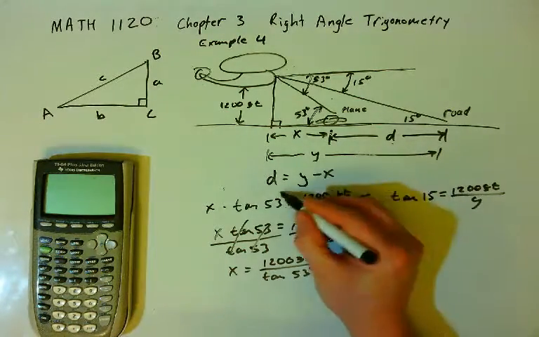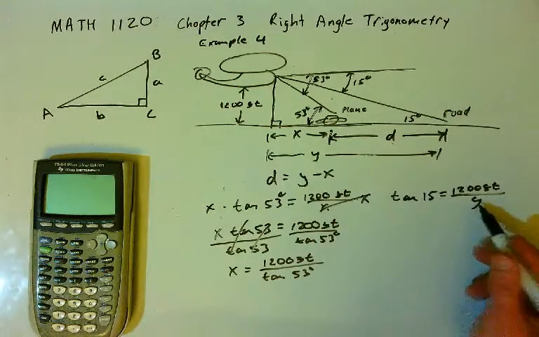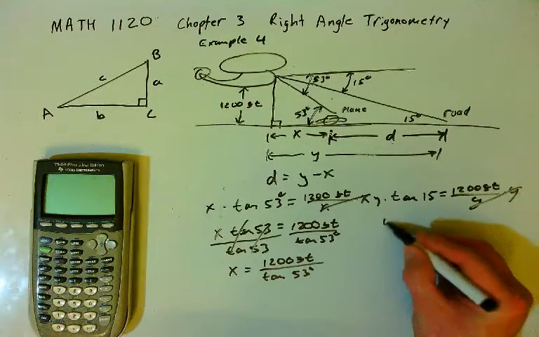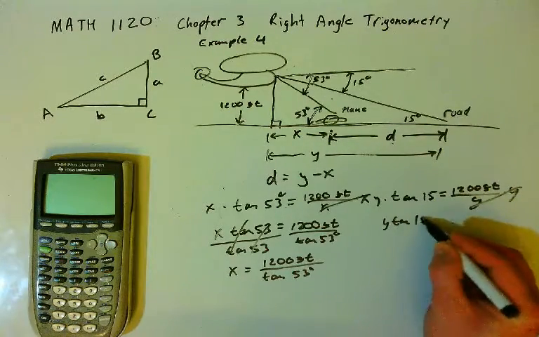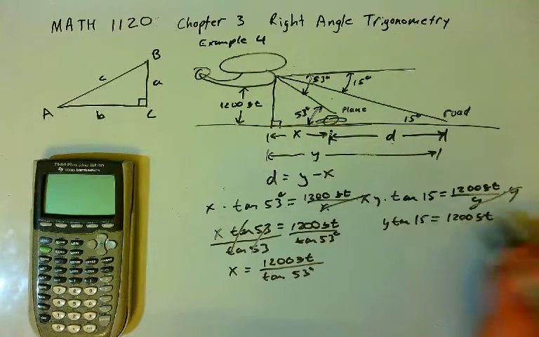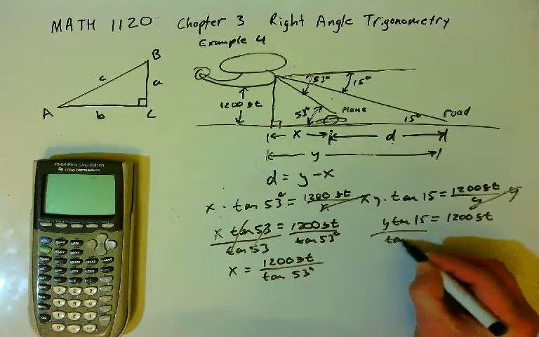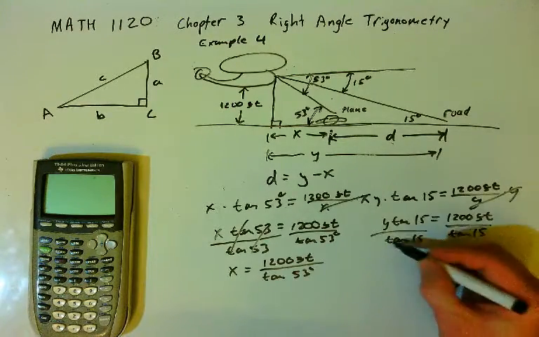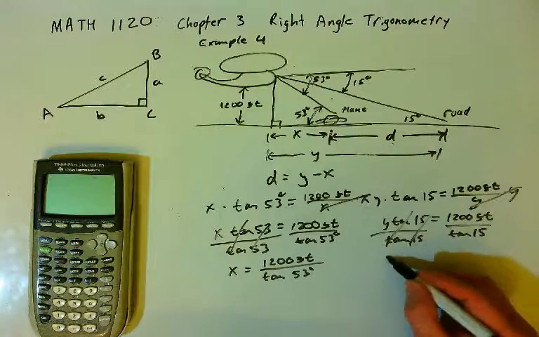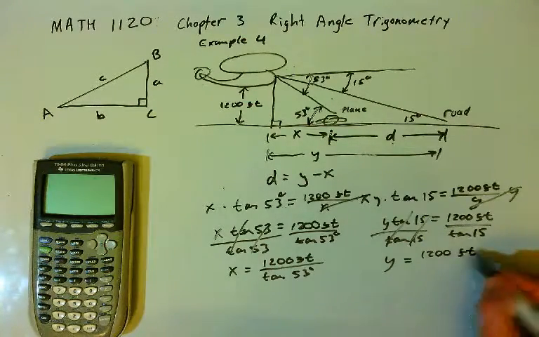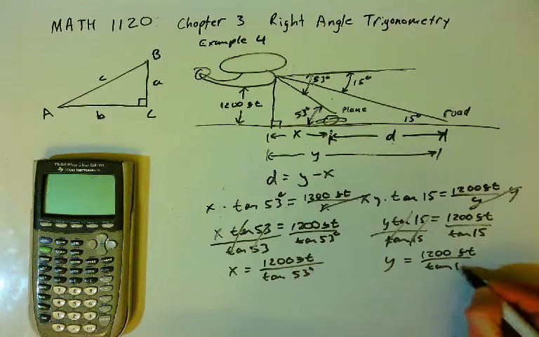Same thing over here. We want to solve for y. y is in the denominator. We start by multiplying by y on both sides so that they cancel, and we get y tangent 15 is equal to 1,200 feet. We want to solve for y, so we divide by the tangent of 15 on both sides, and over here the tangent cancels, and we're left with y equals 1,200 feet divided by the tangent of 15.